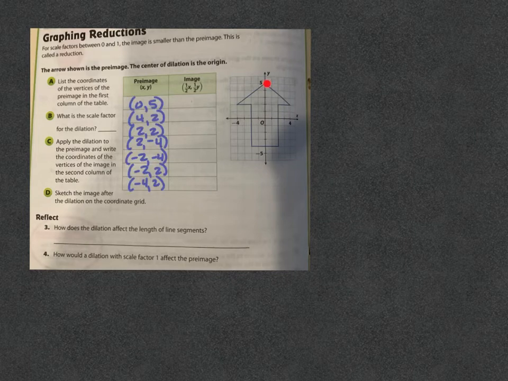Okay, I started here at 0, 5, 4 on the x, 2 on the y, 2 on the x, 2 on the y, 2 on the x, negative 4 on the y, negative 2 on the x, negative 4 on the y, negative 2 on the x, 2 on the y, negative 4 on the x, 2 on the y. Now I'm going to take these through and calculate them, cutting them in half.